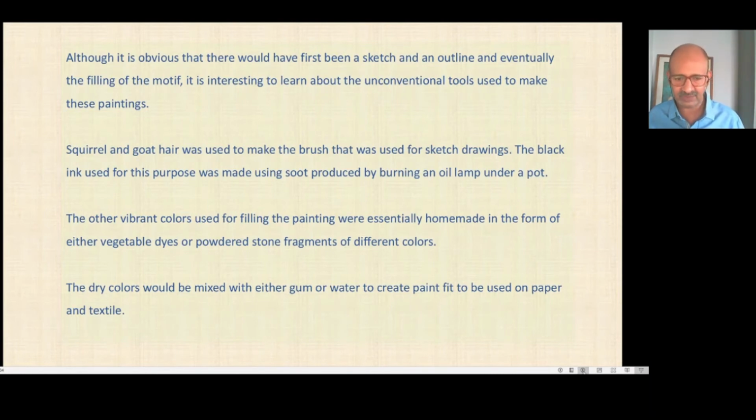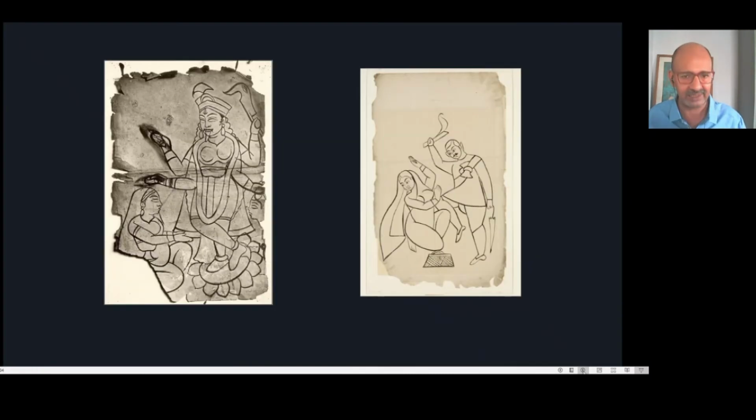The dry colors would be mixed with either gum or water to create paint fit to be used on paper and textile. Because they were painting on fragile papers, they were careful about the paint, and they were also careful about the fact that since they were selling these paintings, they should stay for a while.